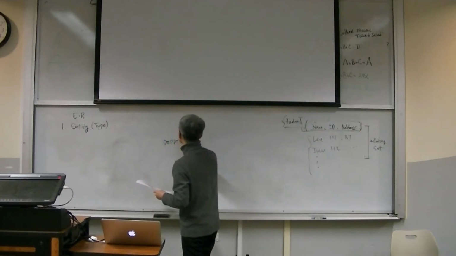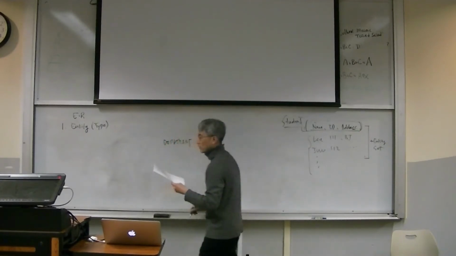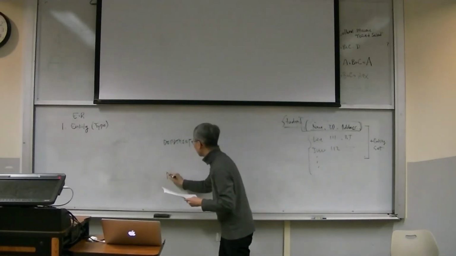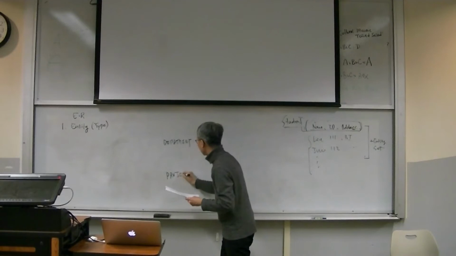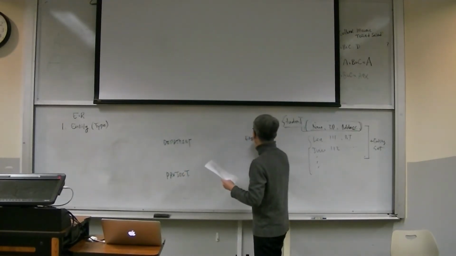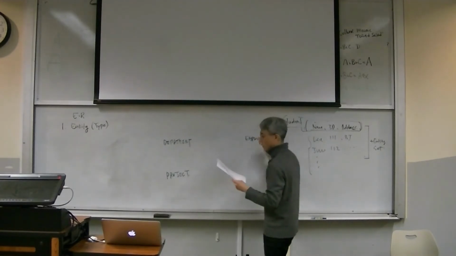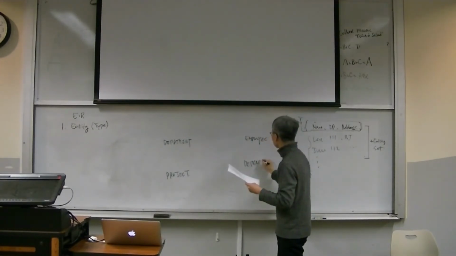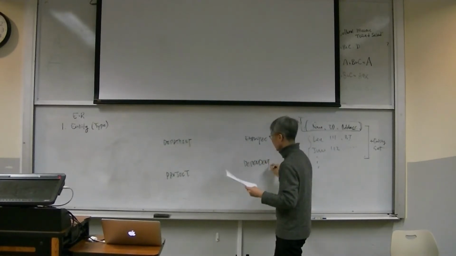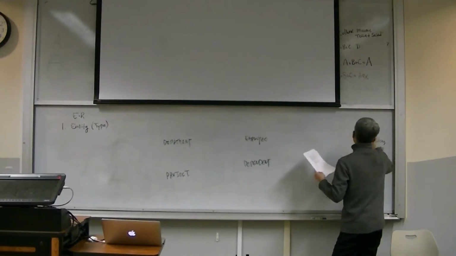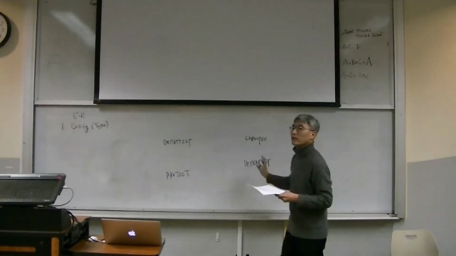Department. And second thing is the project. Third, employee. And last, the dependent. So it's not required.